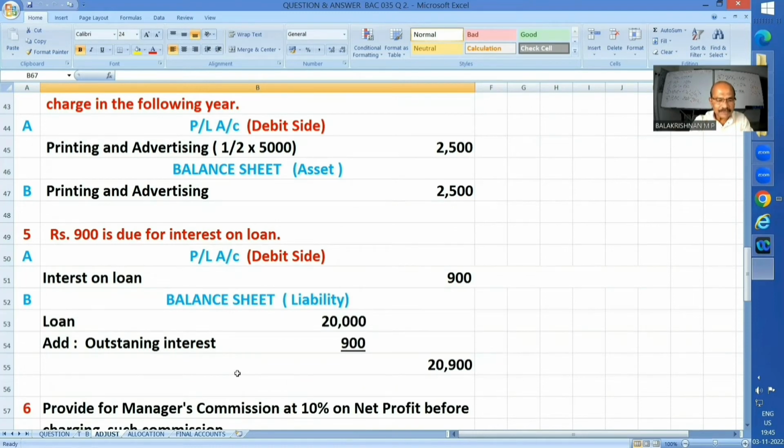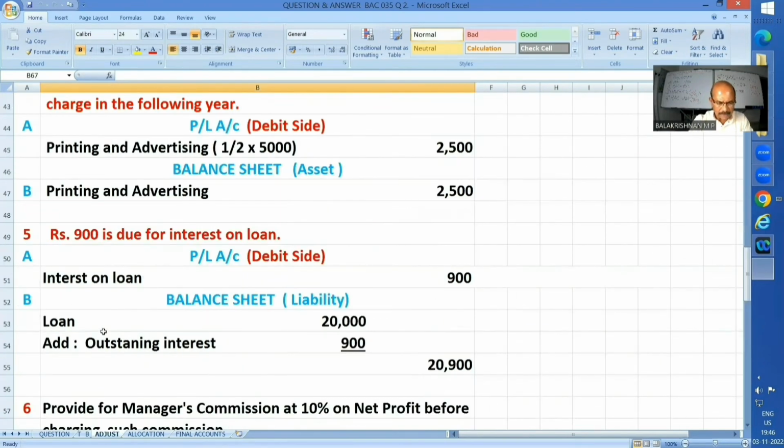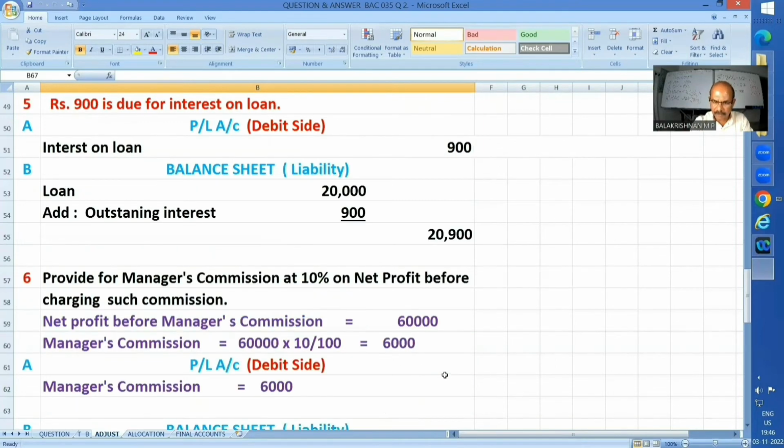Fifth one, rupees 900 is due for interest on loan. We have been given a loan in the sum. We can verify whether any loan is there. Yes, 20,000 loan is there, right? So just add this outstanding interest to the loan in the balance sheet, 20,900, and this is an expenditure. Interest payable, interest is an expenditure. So interest on loan you show on the debit side of the profit and loss account, and the corresponding entry as a liability. However, we can club it with the loan and show 20,900 on the liability side, against the loan, in the outer column.